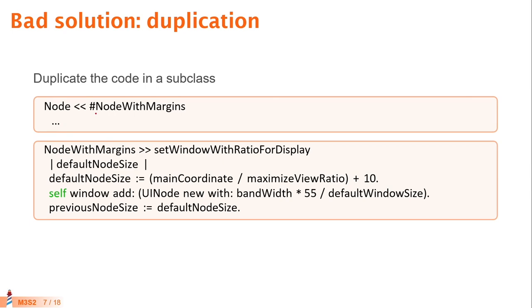So for example, here I start by creating a new subclass, NodeWithMargins. This is a new subclass of Node. And now I can redefine this method. I will copy paste all the code and I change this expression by adding a margin. So clearly, this is a bad solution. So why is it bad?